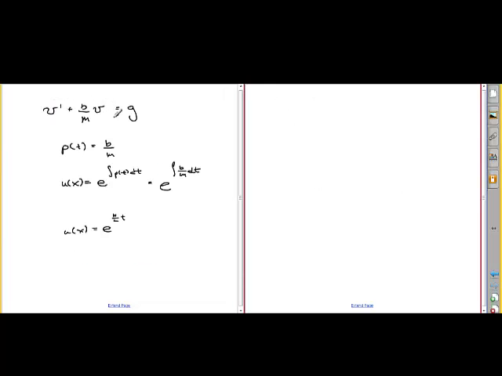And the next step in an integrating factor problem is we multiply everything by the integrating factor. So here it is. Here's the original differential equation.